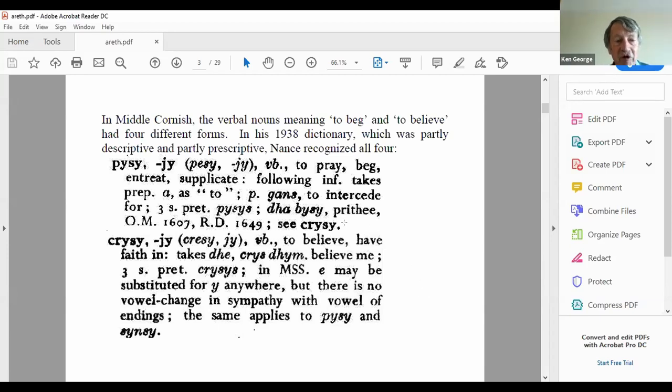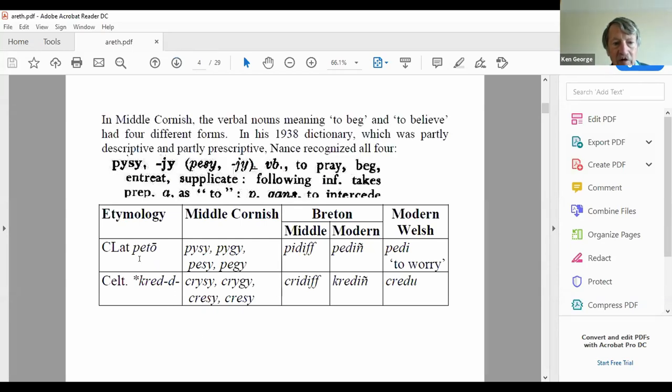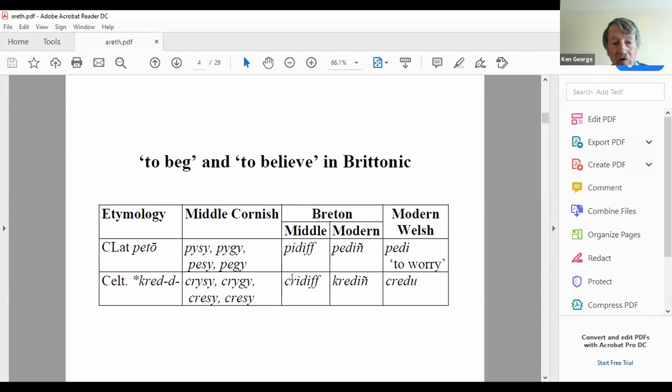Now, most of us know this, but the problem is, why should this be and what should we do about it? So let's see why we have these four forms. If we look back at the etymology of these two verbs, it appears that the verb to beg or to pray comes from Latin, petu, whereas the one for believe comes from Celtic. But they each have an E here as the first vowel. They both result in four forms in Middle Cornish for the verbal noun. In Breton, only the E form exists, hedi and credi, but in Middle Breton we notice that the stressed vowel was raised. And in Welsh we have just the E forms.